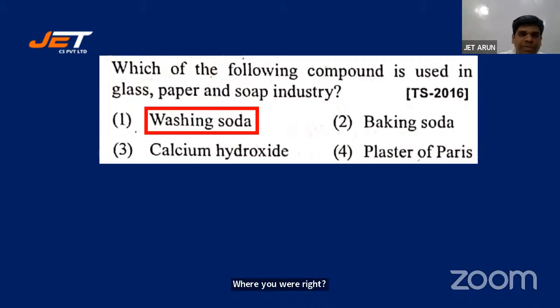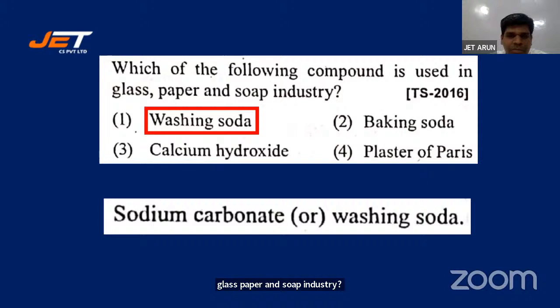Washing soda. Memory-based question. Which of the following compounds is used in the glass, paper, and soap industry? Washing soda. Washing soda is also another name for sodium carbonate.